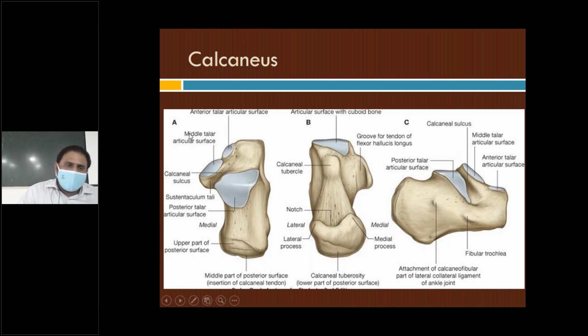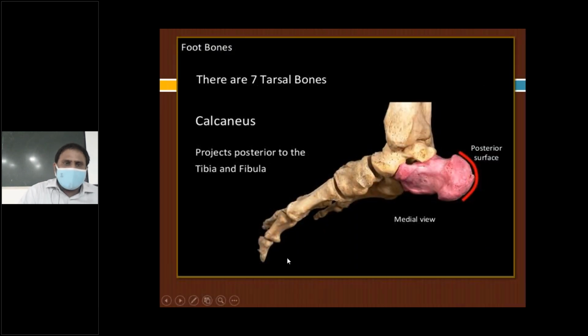Next, it is a projection of the posterior part. It is a rough surface, and the anterior part articulates with the cuboid. Okay, next one.